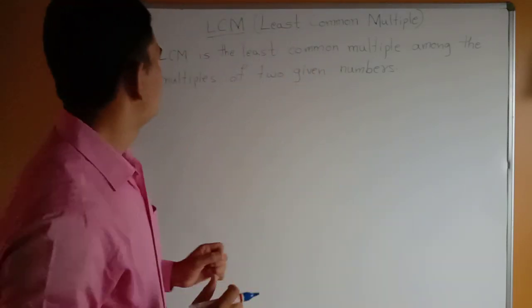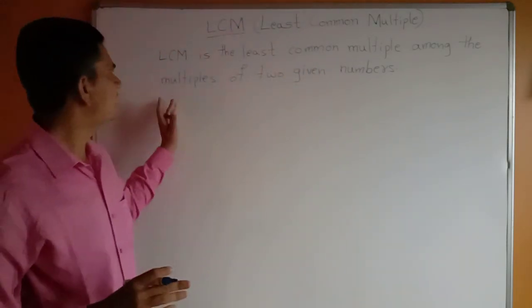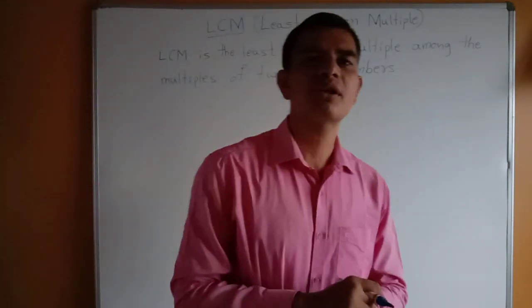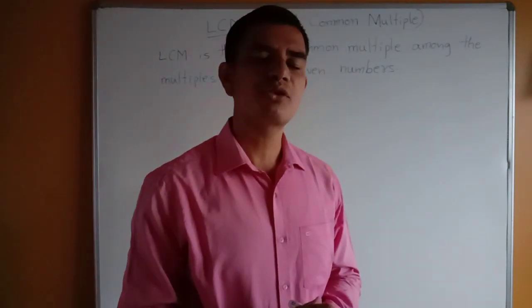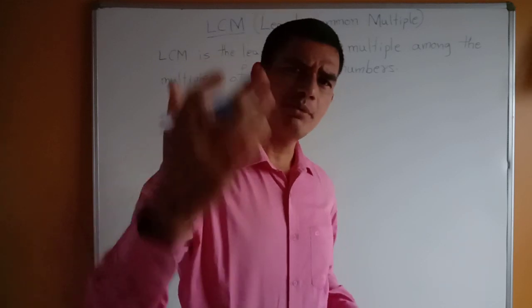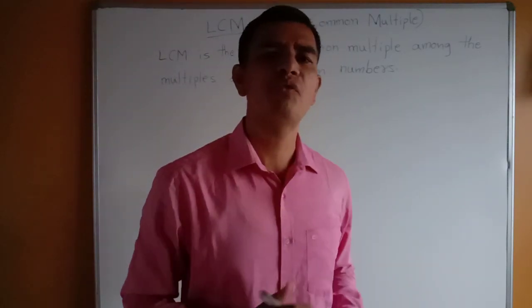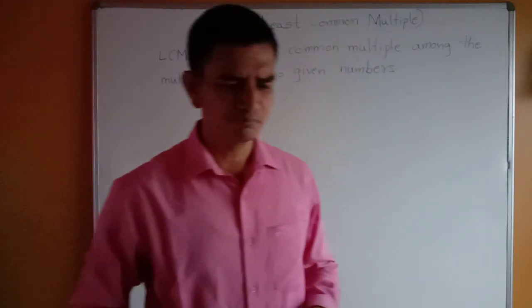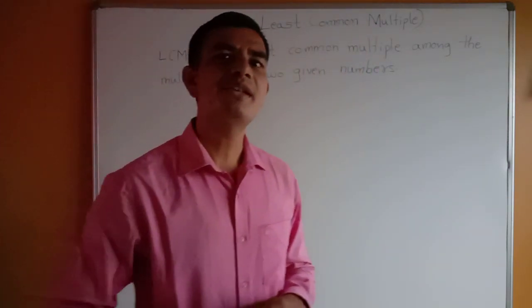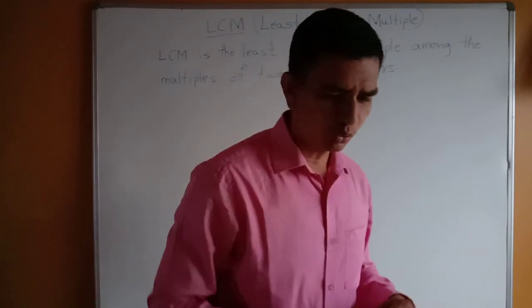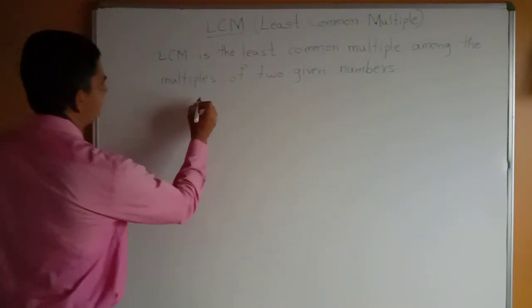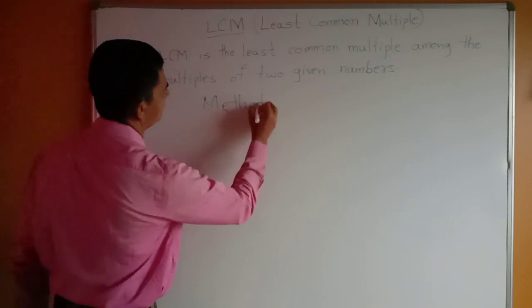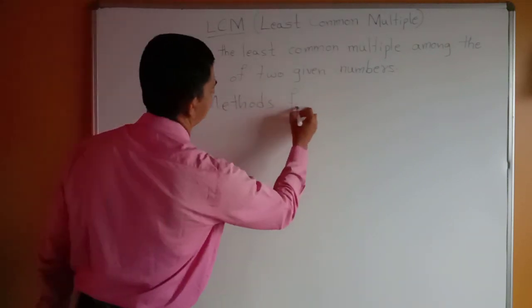Here, LCM is the least common multiple among the multiples of the two given numbers. Sometimes they may give 3 also, or 4 also. What kind of numbers they are giving and how we are going to find that, I am going to explain in this video. Let us see that in LCM we have two methods for finding LCM. First we will discuss the methods for finding LCM.